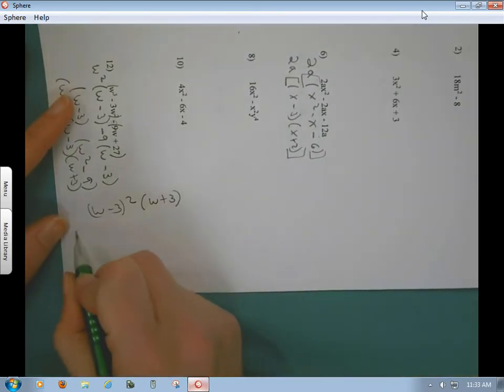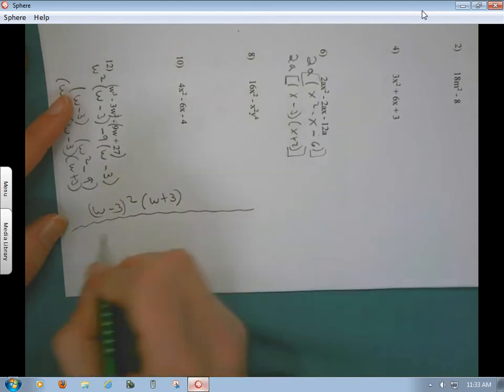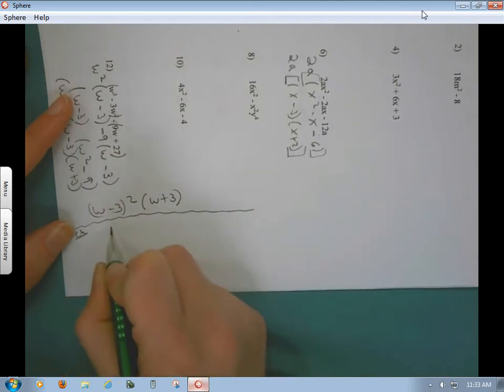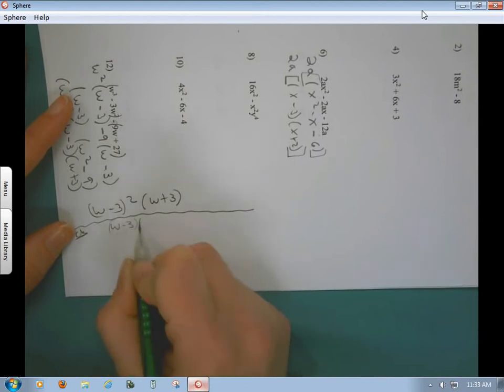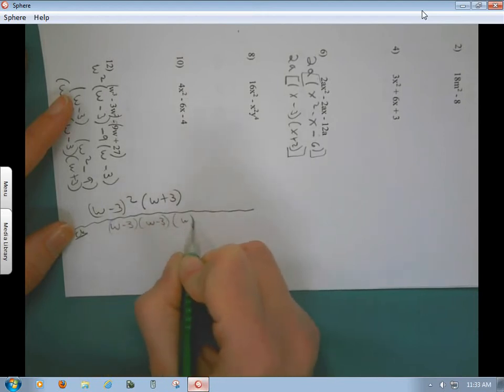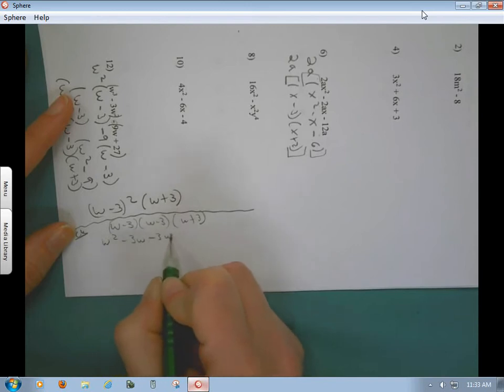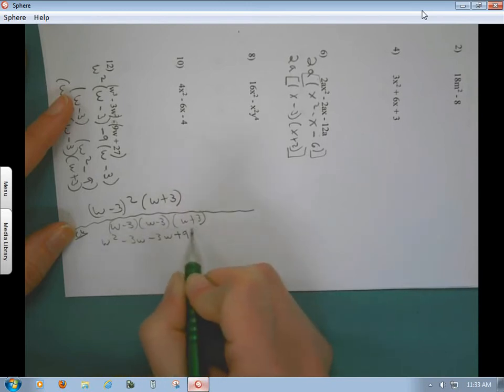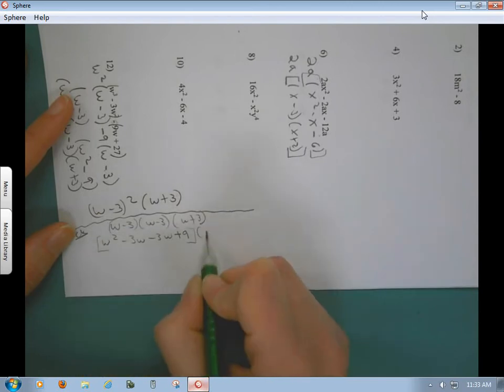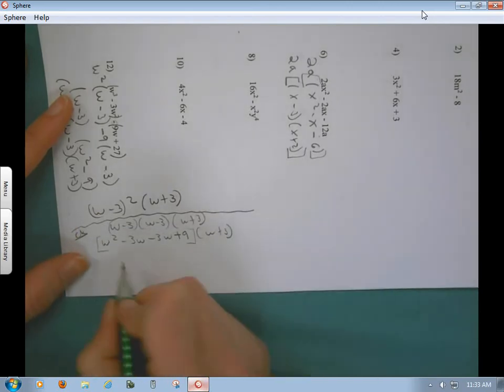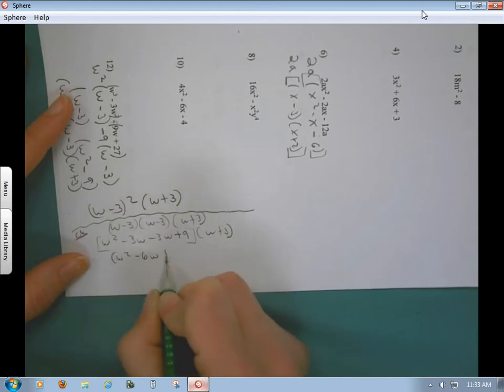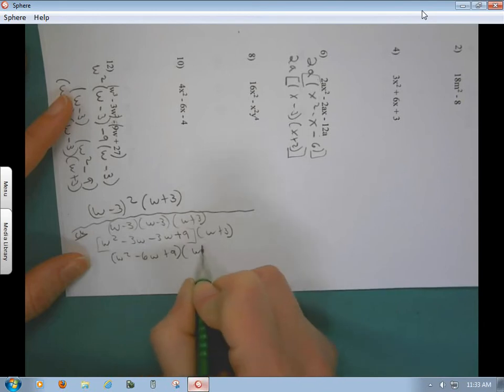Now let's work in reverse to check it. I'm going to draw a little line there, and this is my check. That's W minus 3 times W minus 3 times W plus 3. So FOIL these ones. That's W squared minus 3W minus 3W plus 9 times W plus 3. So that's W squared minus 6W plus 9 times W plus 3.